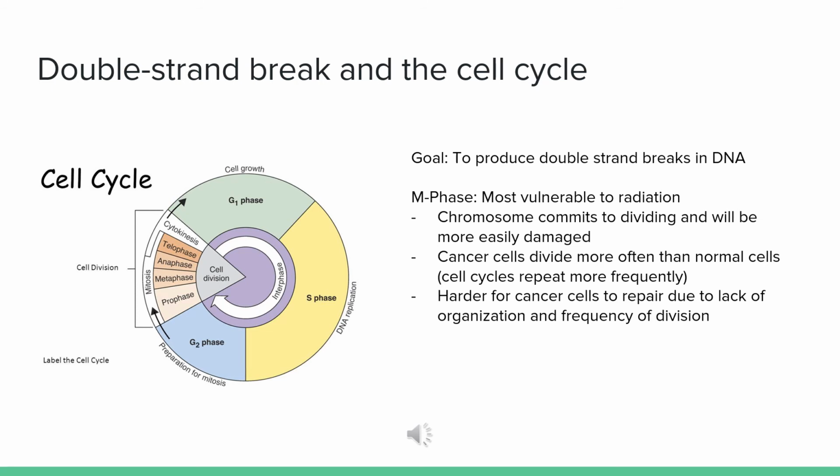and frequency of division. The cell is most vulnerable to radiation when it's in the M phase of the cell cycle, where the chromosome commits to dividing and will be most easily damaged. Cancer cells divide more often than normal cells, which means they'll be caught in this M phase more often, making them more vulnerable to radiation as well.